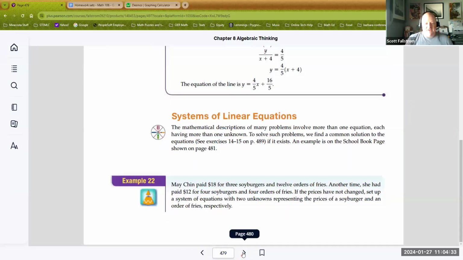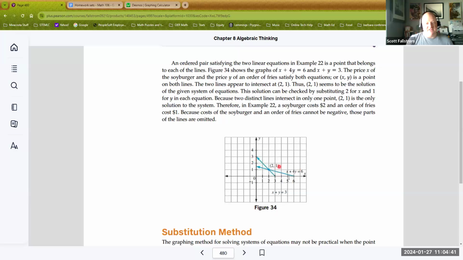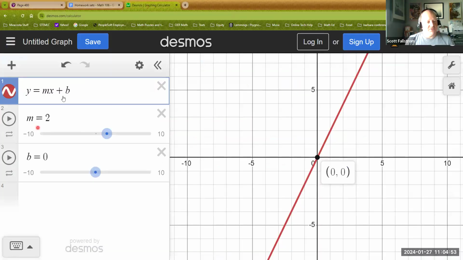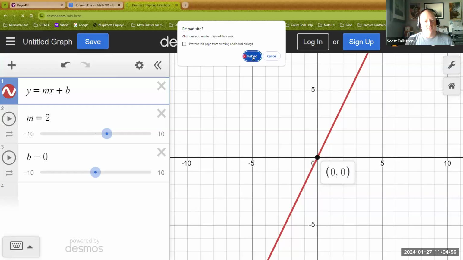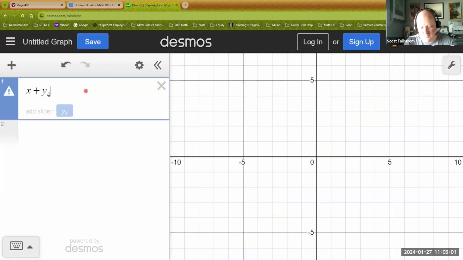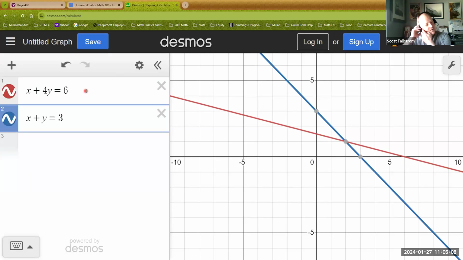All right. Then they talk about a system of linear equations. A system of linear equations is when you have two equations of lines and you can graph the lines and you can see where they intersect. If you are going to do this graphically, it might be good to use something like Desmos. So let's jump in and do x plus 4y equals 6 and x plus y equals 3 in Desmos. Okay, so I'm just going to refresh the page. And here we go. So x plus 4y equals 6 and x plus y equals 3. Okay, so here they go.